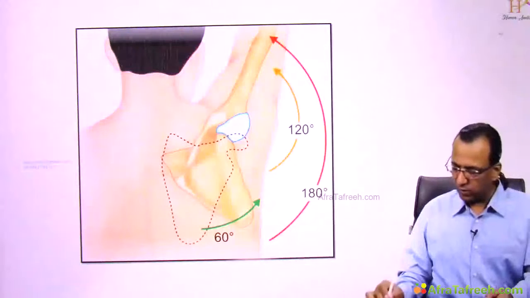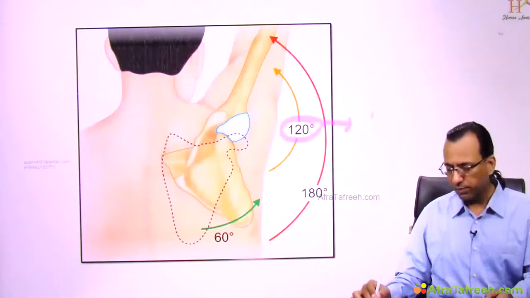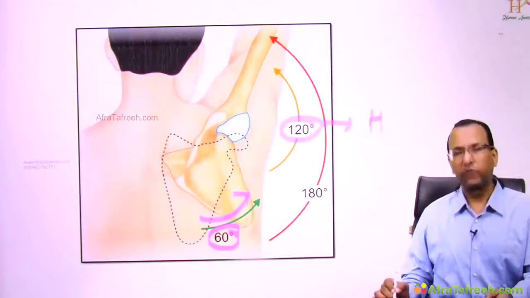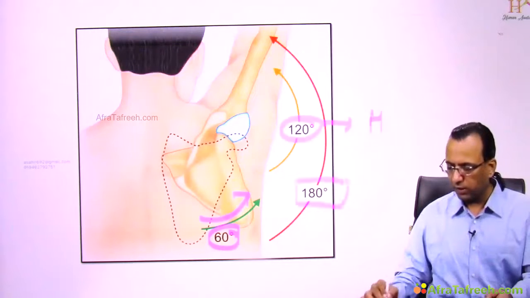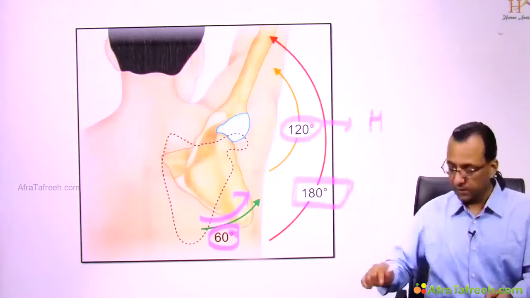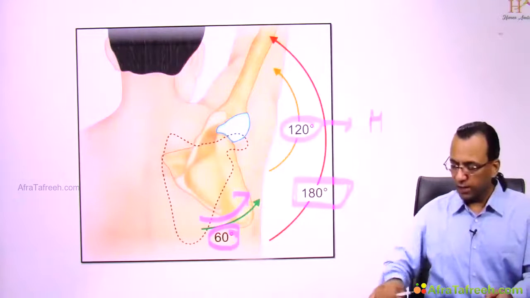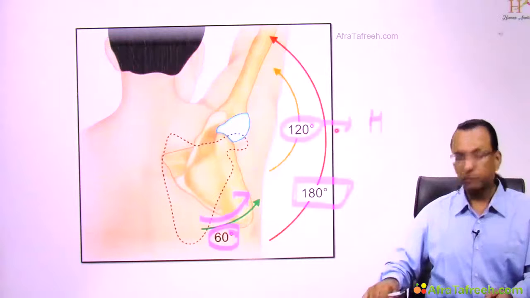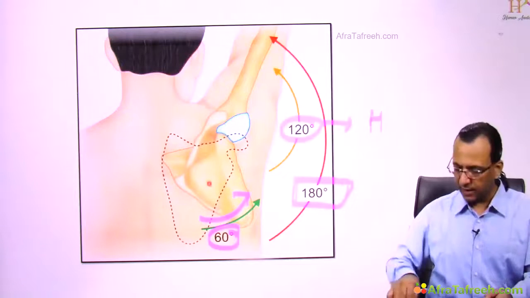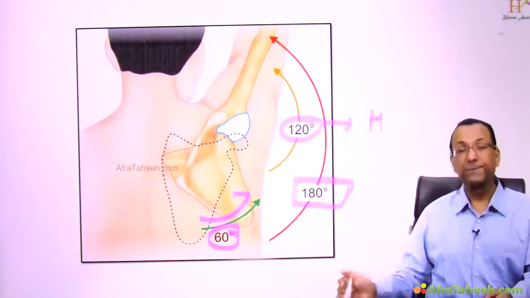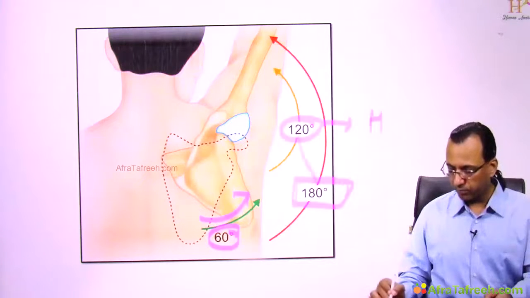See, this is 120 degrees, and the movement was done by the humerus elevation, and this is the 60 degrees. The movement was done by scapular rotation, lateral rotation of the scapula. So that total 180 degree movement is happening. This 180 degree movement of shoulder abduction is divided into 120 degrees, which is elevation of the humerus, and the 60 degrees contributed by lateral rotation of the scapular bone.